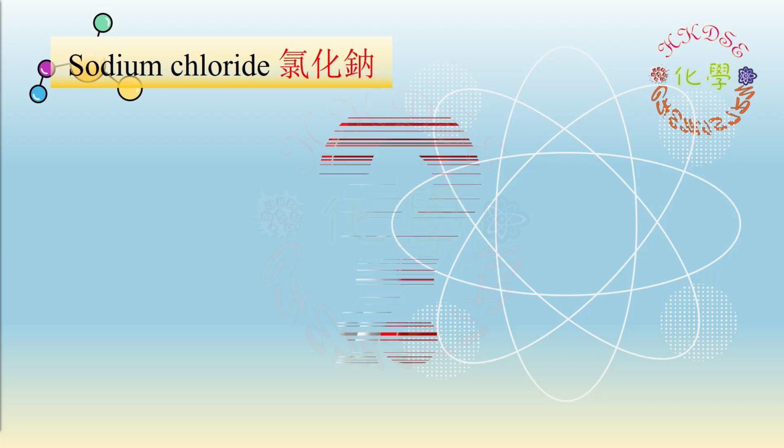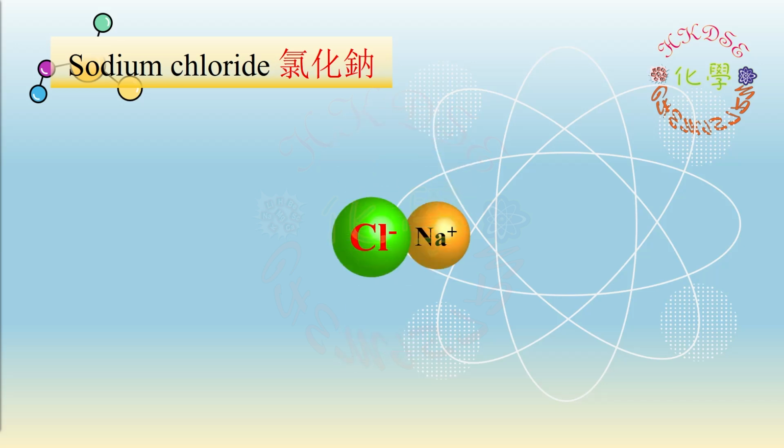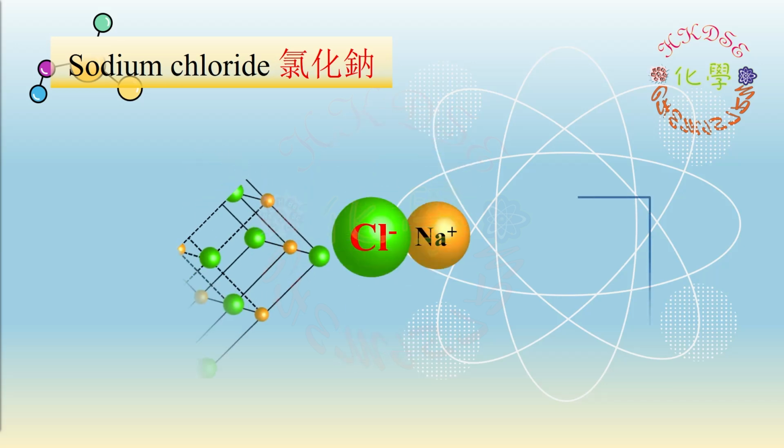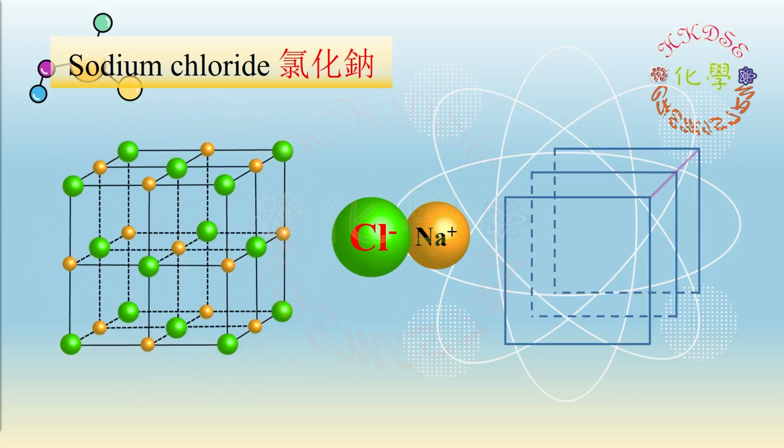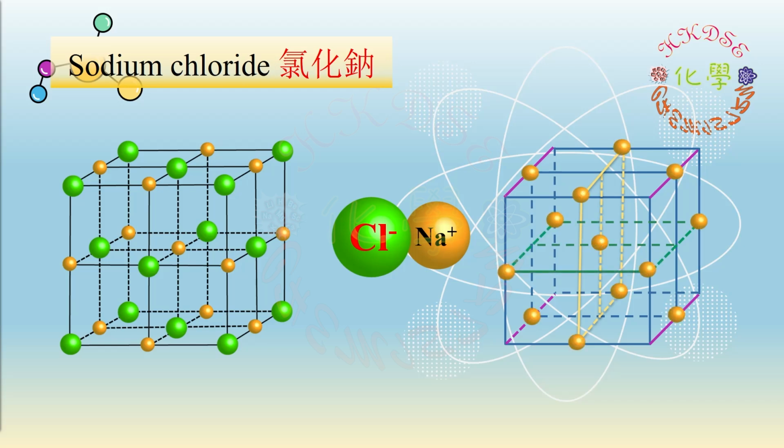How to draw the sodium chloride crystal structure. Step 1. Draw 3 squares. Step 2. Draw a straight line to connect the squares. Step 3. Draw the different middle lines. Step 4. Draw the sodium ions. Step 5. Draw the chloride ions.